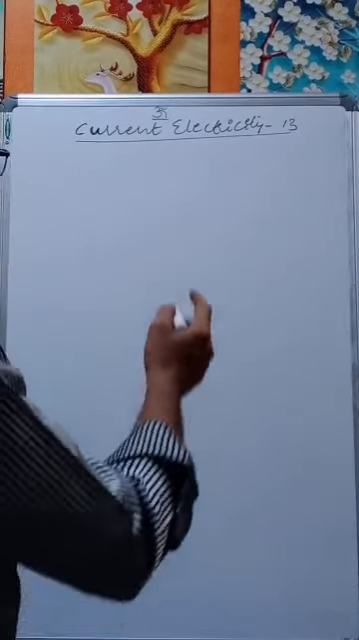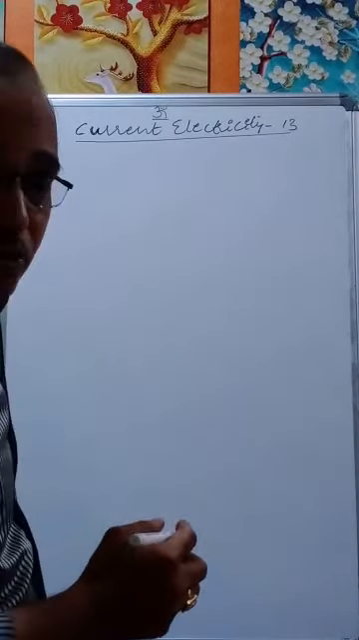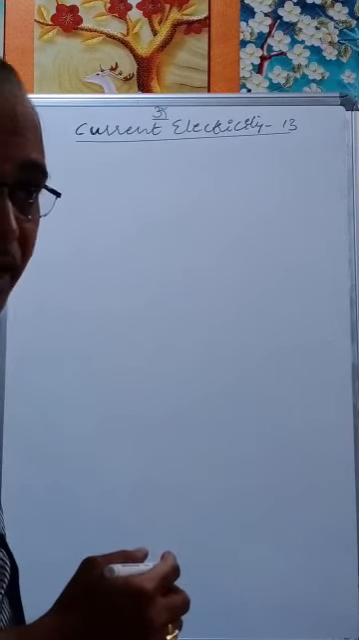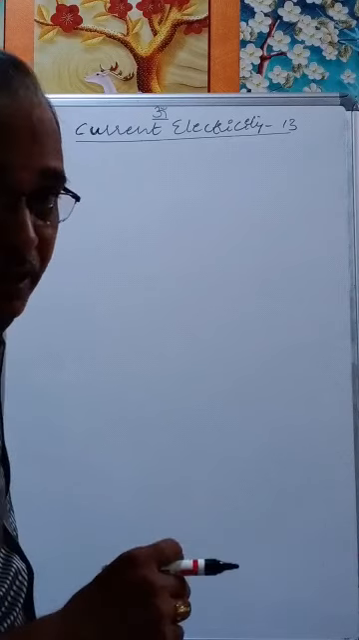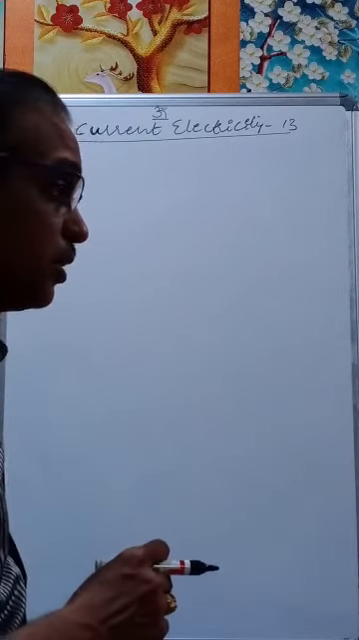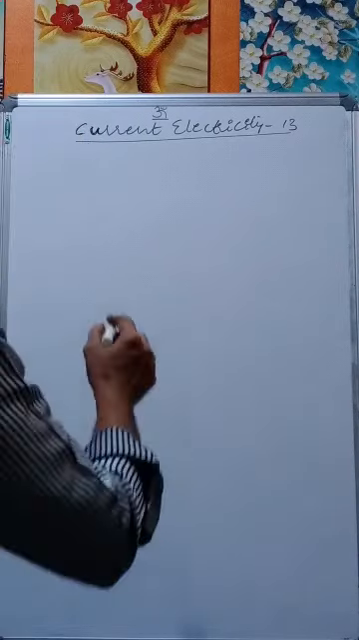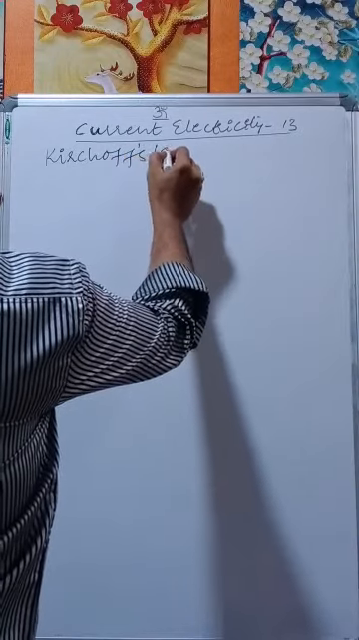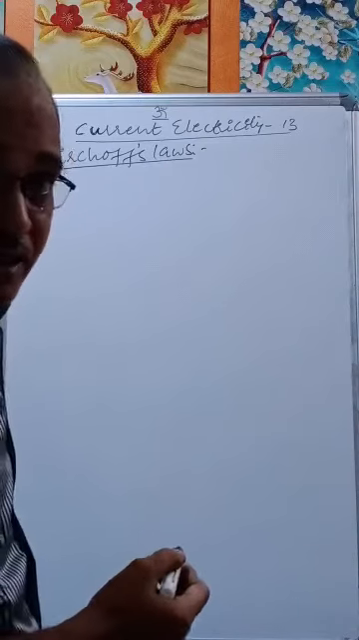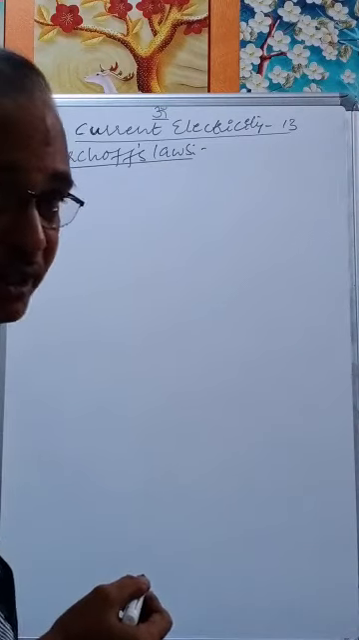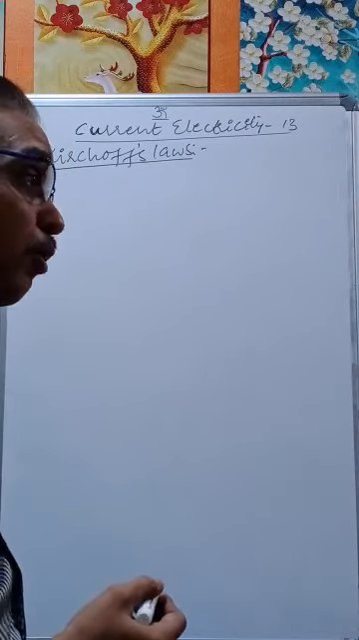Now, in class 12, we had gone through the parallel combination of cells and grouping of cells, different series and parallel mixed grouping of cells. Now, let us see Kirchhoff's laws. Some may call them Kirchhoff's laws, some may call them Kirchhoff's laws. Anyhow, it is no problem.